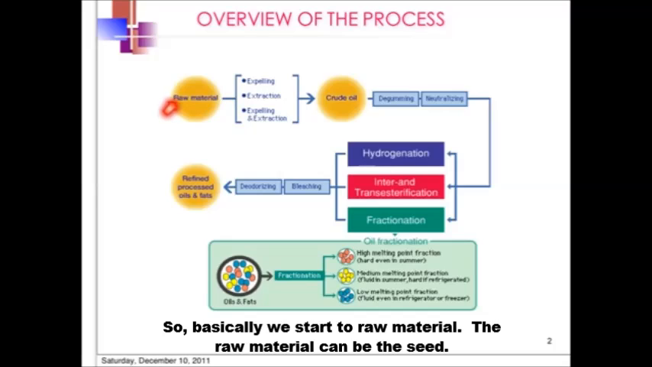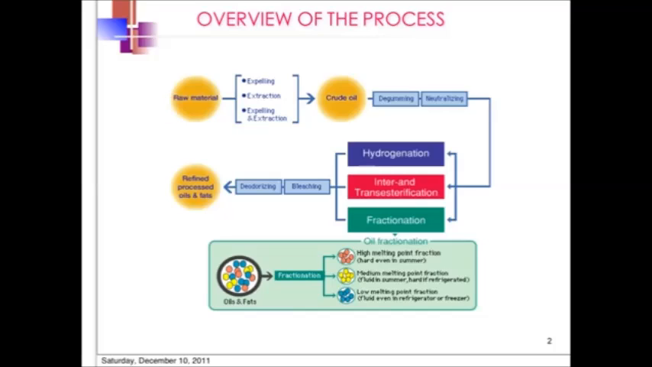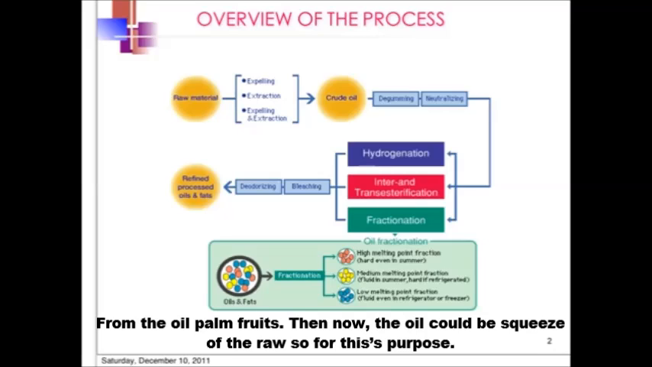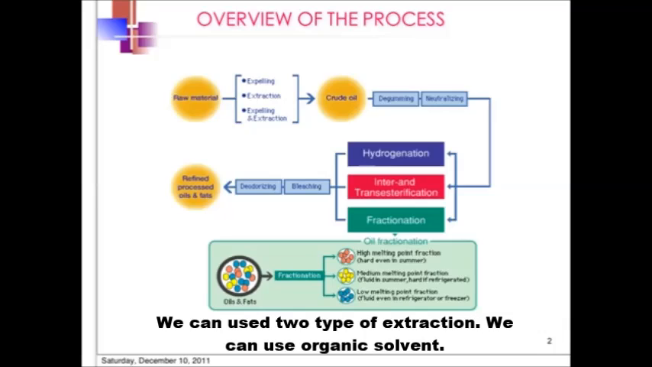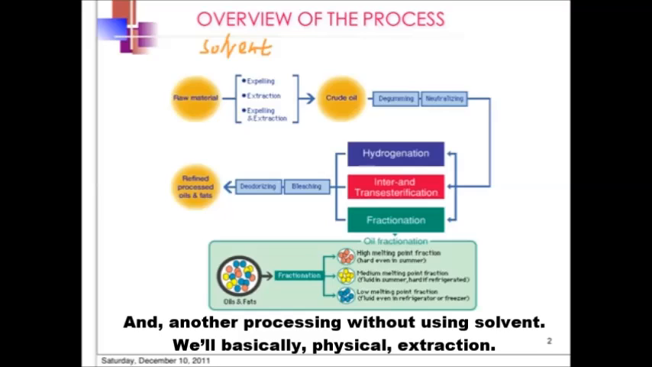So the raw material can be the seed, for example, from soybean seed or the cotton seed, sunflower seed, or from the oil palm fruits. Then the oil has to be squeezed out from the raw material. For this purpose, we can use two types of extraction. We can use an organic solvent. So this is a solvent extraction, which will extract the fat or the oil from the fruits or from the seed. And another process is without using solvent, which is basically we call physical extraction.